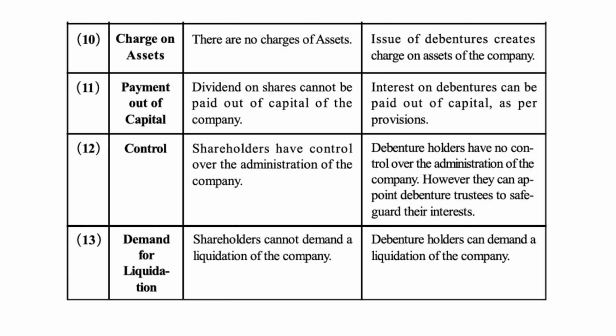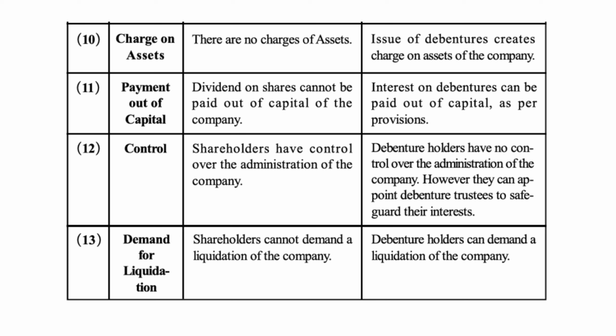Next is control. Because shareholders are the owners, they have control over the management and administration of the company. How are they exercising this control? By use of their voting rights. And in case of debenture holders, their control is limited only up to the charged asset.